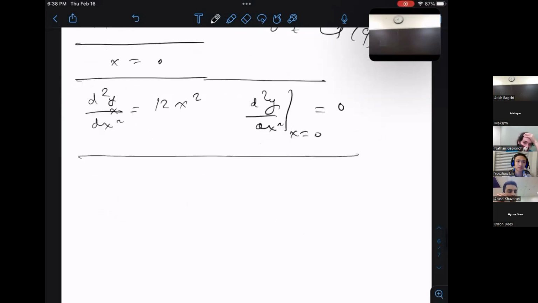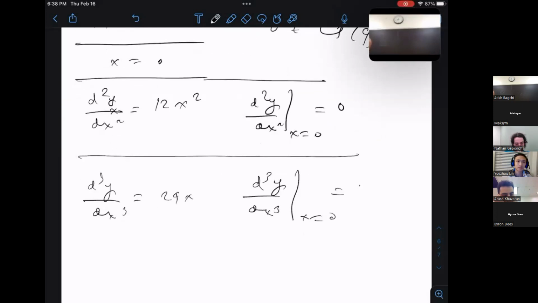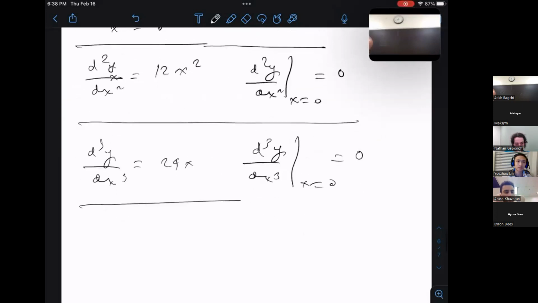But the second derivative test, which these fact books talk about, is useless in this case, in such a simple situation. d3y/dx3 is equal to 24x, and d3y/dx3 at x equal to 0 is also equal to 0. d4y/dx4 is equal to 24, which is bigger than 0.